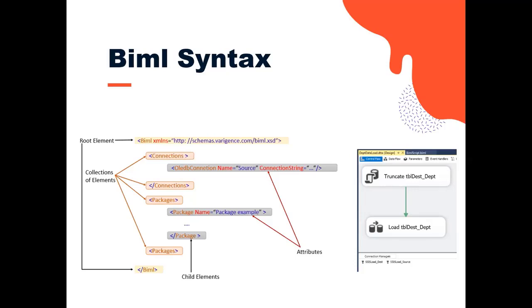Next syntax is about attributes. Individual elements will have some attributes. Name is one of them. Here you can see the package name. The package name is what I have named as package example. Let's compare this with this SSIS image. Here I have created a connection, and this is the syntax, and in the SSIS window we can see connections under here, and the package name should appear here.